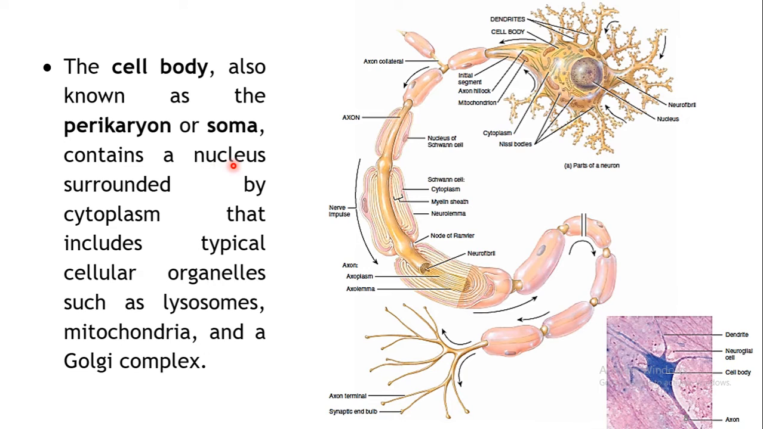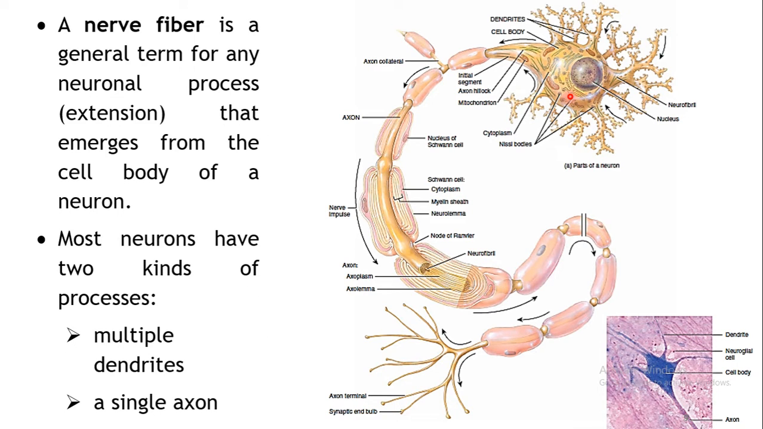It contains a nucleus, this one, surrounded by the cytoplasm over here, and this also includes several organelles such as lysosomes, mitochondria, and Golgi complex. Then the next part is the nerve fiber. A nerve fiber is a term used to describe the processes or extensions which are coming out from the cell body. Here you can see a number of processes coming out. Several of these processes are short, and there is only one process which is long.